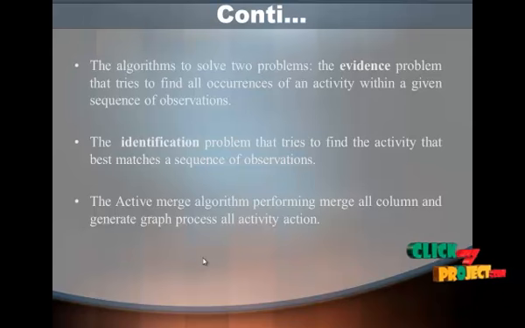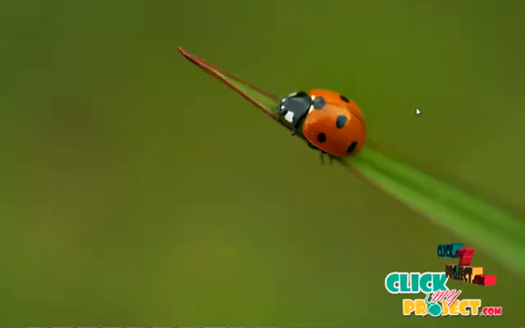The activity merge algorithm finds and merges all columns and generates a graph processing all the activity actions. The activity merge algorithm newly includes every action process and merges all the columns to generate the graph effectively. Now I will explain our project flow.